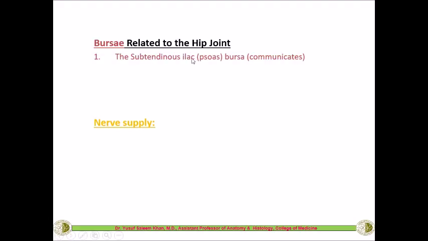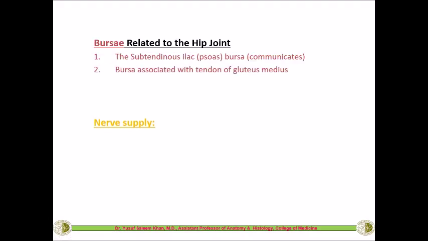One is called the iliopsoas bursa. As you can remember, there is a very important muscle here which has two parts, the iliacus as well as the psoas major. Together these are called the iliopsoas, which forms the floor of the femoral triangle, and just behind that is the hip joint. Whenever this muscle contracts, below it there is a small bursa, called the iliopsoas bursa.